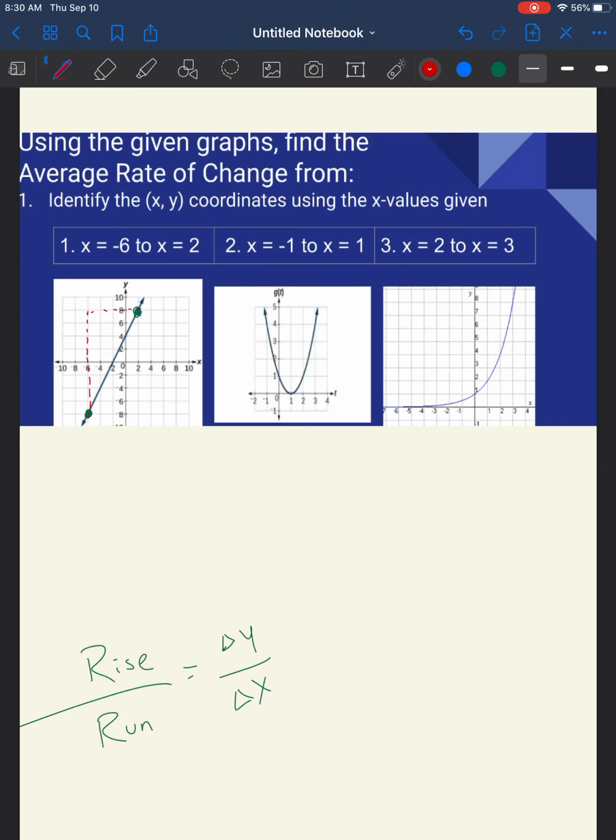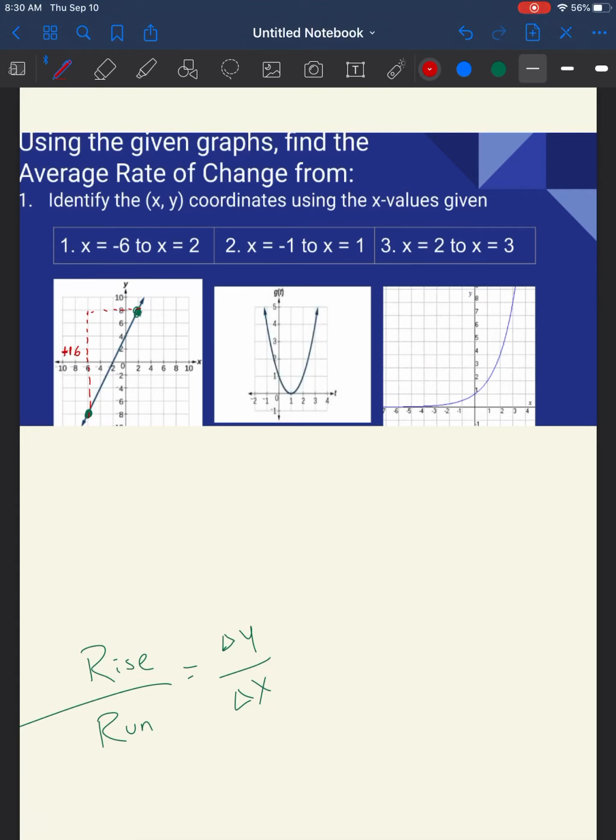Now, all I need to do here is count out what is my rise over run. So let's see, this was at -8, and I went up to +8. So -8 to 0 is 8. 0 to 8 is another 8. So that's going to be, I went up 16.